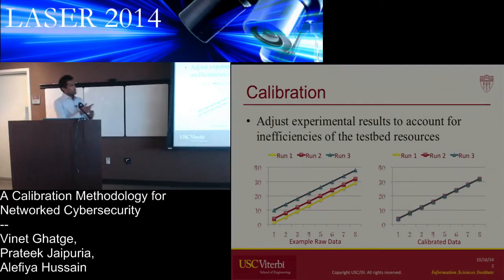What I'm trying to show with these two figures is, if you look at the first figure, it's just some sample raw data, and what we are seeing is data from three repeated runs of the same experiment setup, same experiment procedure, and ideally we would expect to see the same result. But that's not so, and we think it can be because of the inefficiencies of the testbed. So before analyzing the data, we should calibrate the results and then try to understand them.